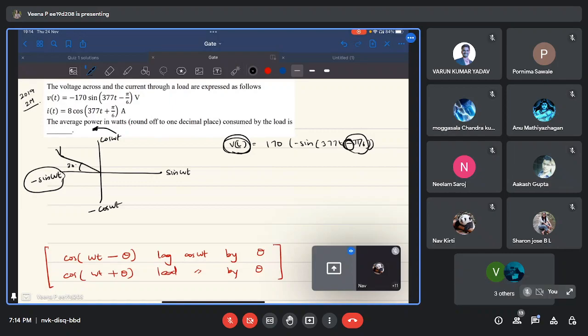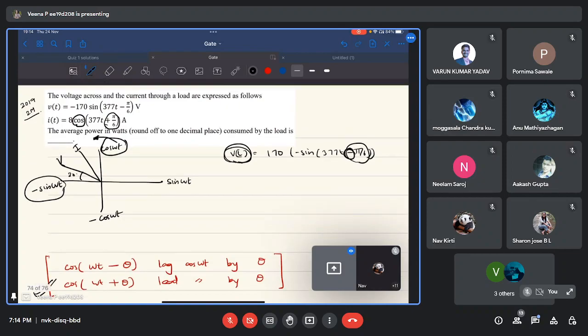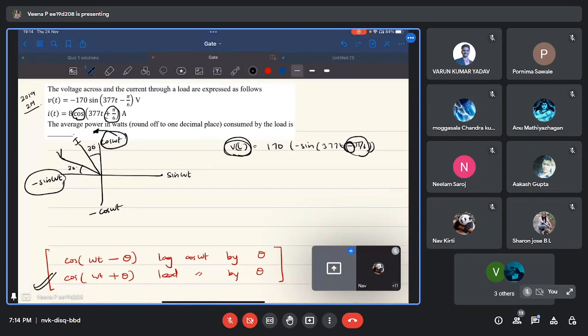Now let us write where the I vector comes. The I vector's base is cos omega t. So this is the base plus pi by 6 or plus 30 degrees. So it will lead cos omega t by 30 degrees using this logic. So your I vector will come here. Is this clear? Yes, ma'am. So the I vector will lead cos omega t by 30 degrees.